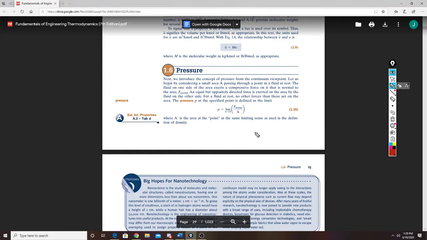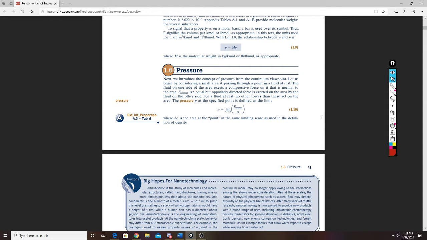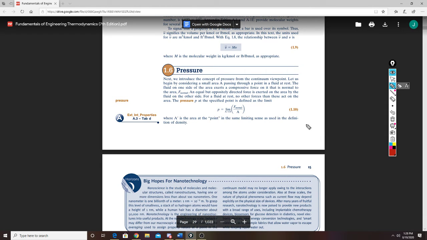So then we have pressure. Everyone's hopefully heard of pressure, right? Essentially, it's just a force on an area. That is the definition of pressure, more or less. You have probably seen pressure in terms of pumping a car's tires.